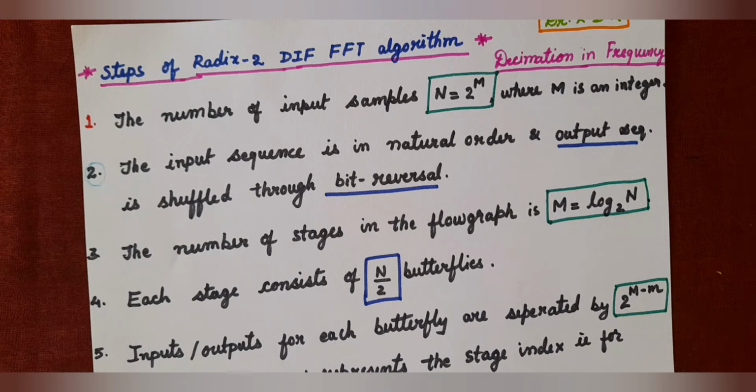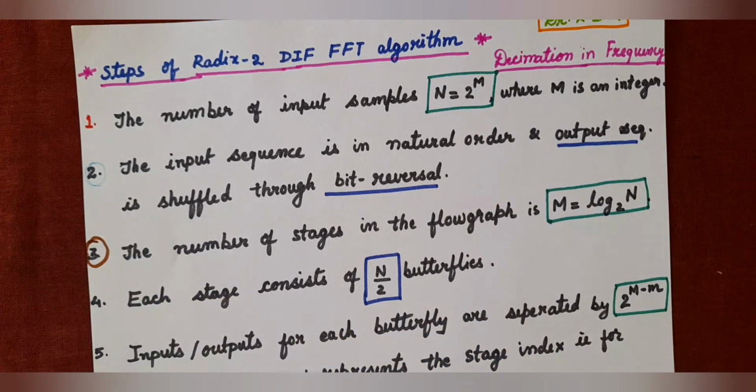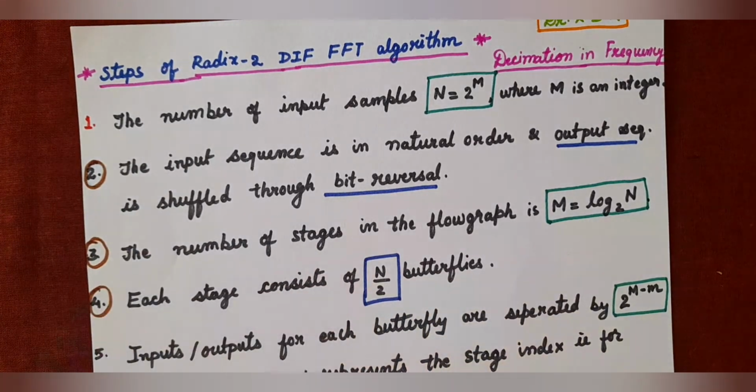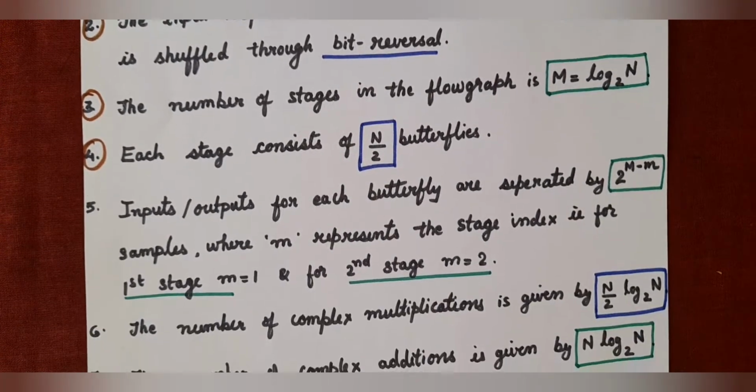The third step is the number of stages in the flow graph is given by capital M. Capital M is equal to log N to the base 2. So, the third step indicates how many stages there are in the flow graph, computed based on the formula capital M is equal to log N to the base 2. The fourth step is each stage consists of N by 2 butterflies. N by 2 butterflies are there in each stage.